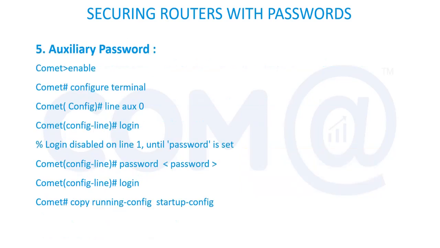We'll move on to the auxiliary password. This is for the auxiliary port, where we limit the auxiliary connections through a modem. If anybody is connecting, they can use this port. You follow the same thing: go to global configuration mode, type line aux 0, the first port, then login, then enter the password. The password can be anything as per your standard. Then you have to type the command login and copy the passwords.